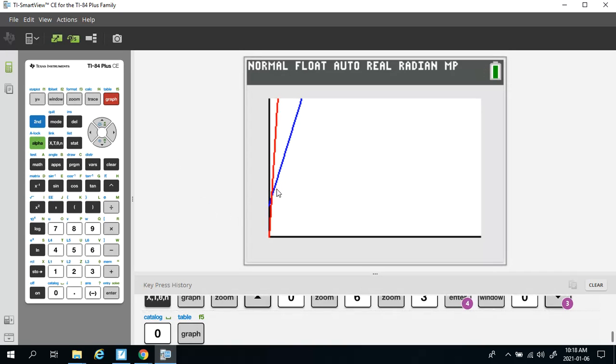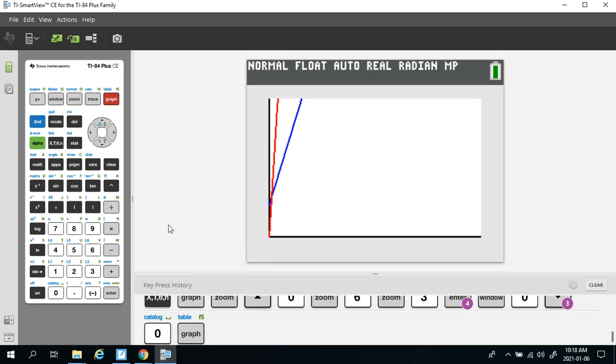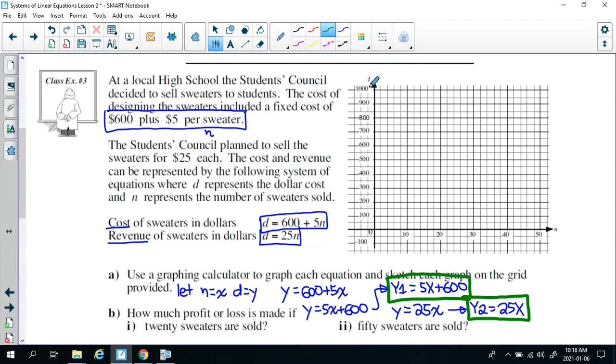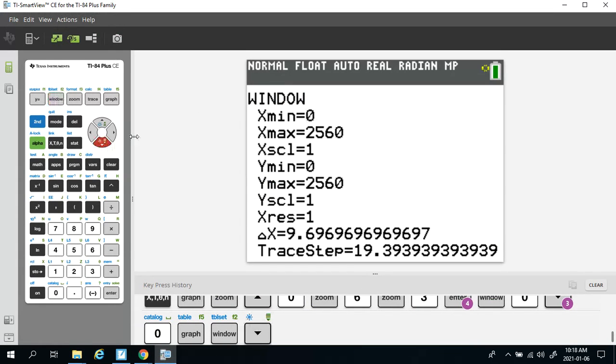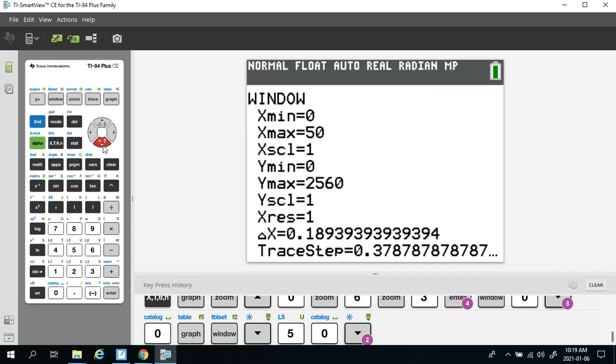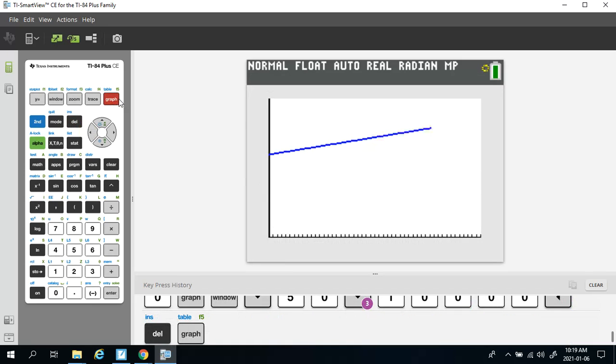Again, I can see the intersection point here, but there's just so much wasted space on the graph. So now let's adjust the window settings to match the problem we see. The problem goes up to a maximum y value of 1,000 and a maximum x value of 50. So let's go to window settings. We're going to change the maximum x value to 50, and the maximum y value to 1,000. 1,000, not 10,000. Okay, let's graph this. Okay, that's a lot better.